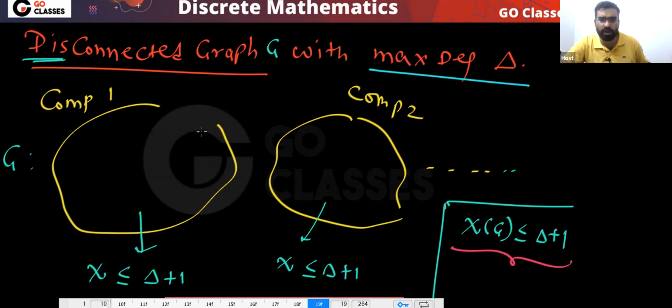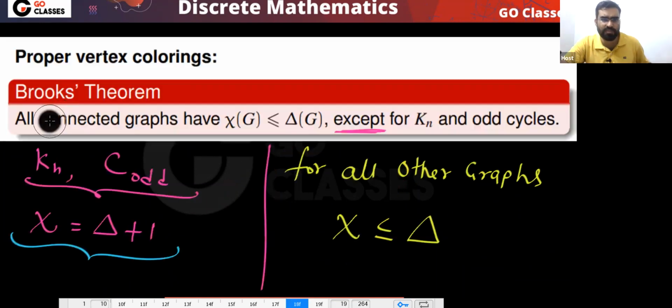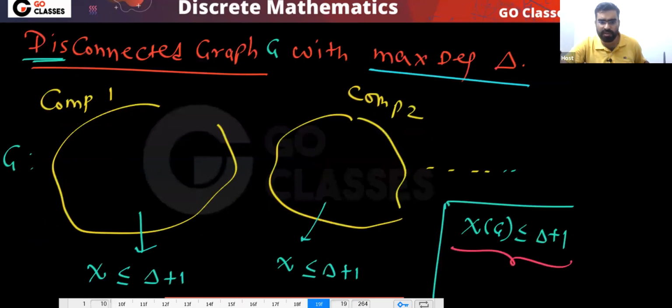Because this is your component, this component will have less than delta plus 1. Every component has less than delta plus 1. So ultimately this whole graph will also have less than delta plus 1. So this is the idea. I can say this will actually work for all the graphs, so you can remove this from here. All graphs have chromatic number less than or equal to delta of G except Kn and odd cycle. Except when some component is Kn or an odd cycle.